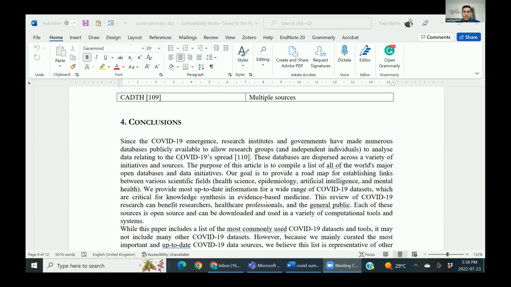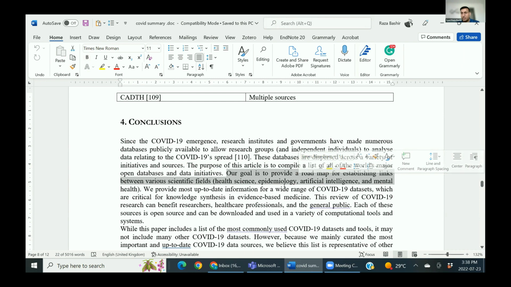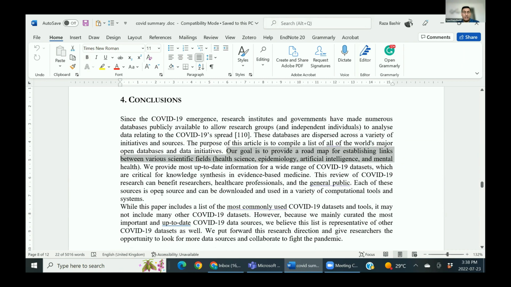Just for the conclusion: in the COVID-19 emergency, research governments have made numerous databases publicly available to allow research groups. These data are dispersed across a wide variety of initiatives and sources. The main purpose of this article is to compile a list of all the world's major open data sets. Our goal is to provide a roadmap for establishing links between various scientific fields like health sciences, epidemiology, artificial intelligence, and mental health. We also provide the most up-to-date information for a wide range of COVID-19 data sets.